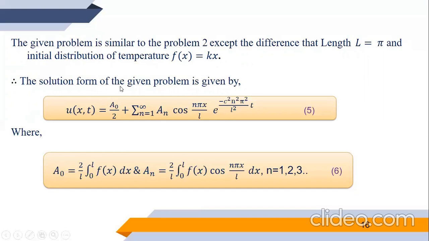Therefore, the solution form of the given problem is given by u(x,t) is equal to a0 by 2 plus summation n is 1 to infinity a_n cos(n pi x by L) e raised to minus c square n square pi square by L square into t, where a0 is 2 by L integral 0 to L f(x) dx and a_n is 2 by L integral 0 to L f(x) cos(n pi x by L) dx.